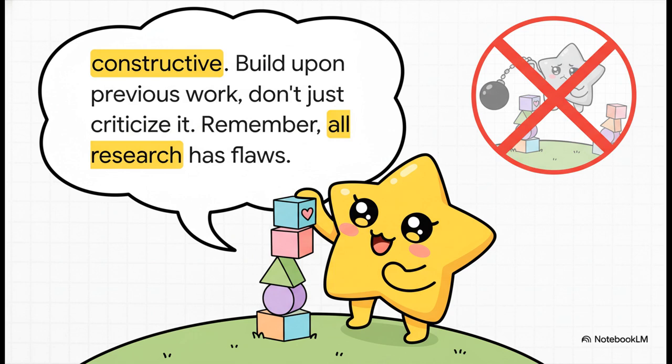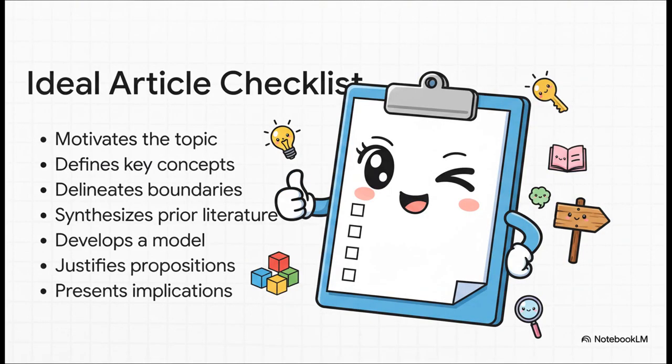So, when you put it all together, this is your blueprint. A truly high-impact review motivates the topic, synthesizes the literature, logically justifies a new contribution, and presents clear implications for the future. You should keep this checklist in mind. It's your guide to moving from a simple summary to a real synthesis.